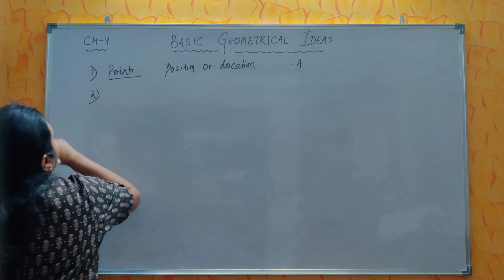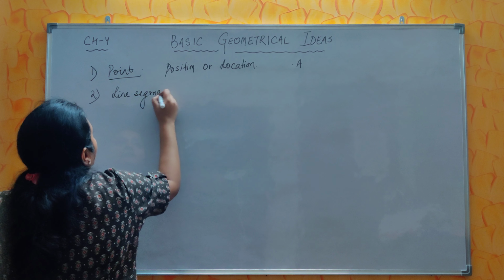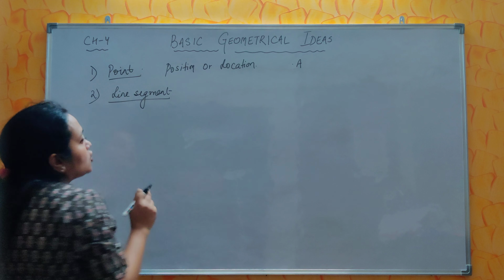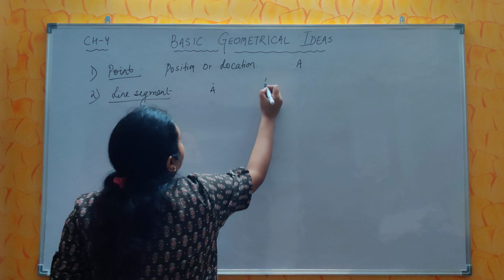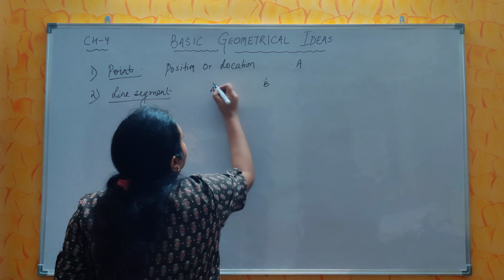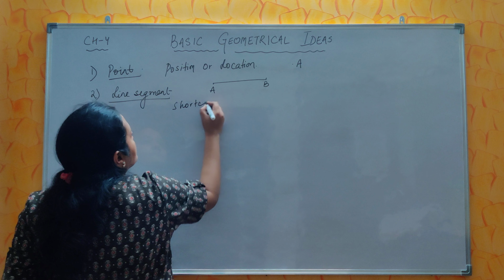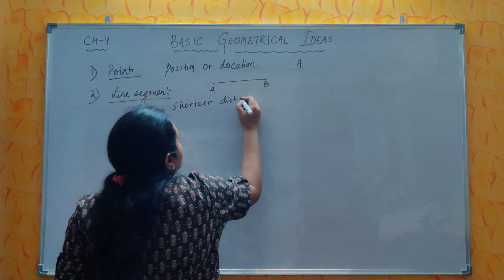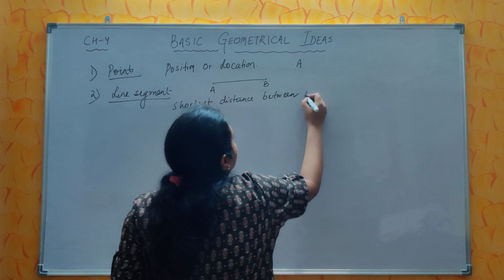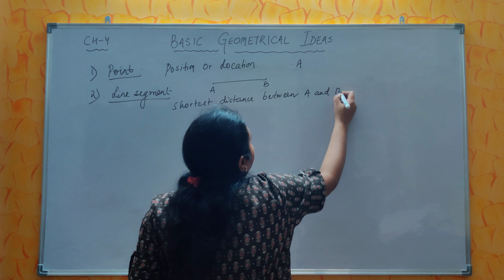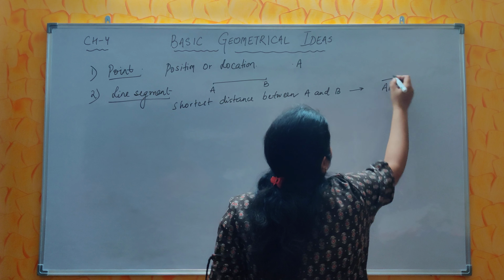Then comes line segment. What is a line segment? It is the shortest distance between any two points, say A and B, and it is represented by AB bar.